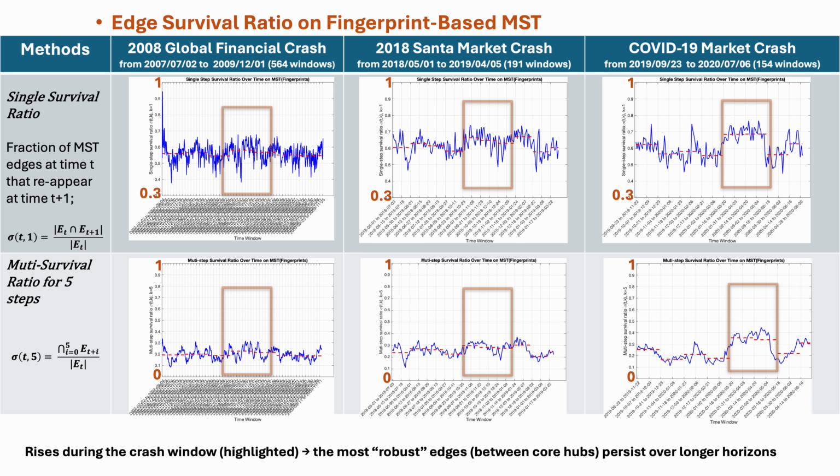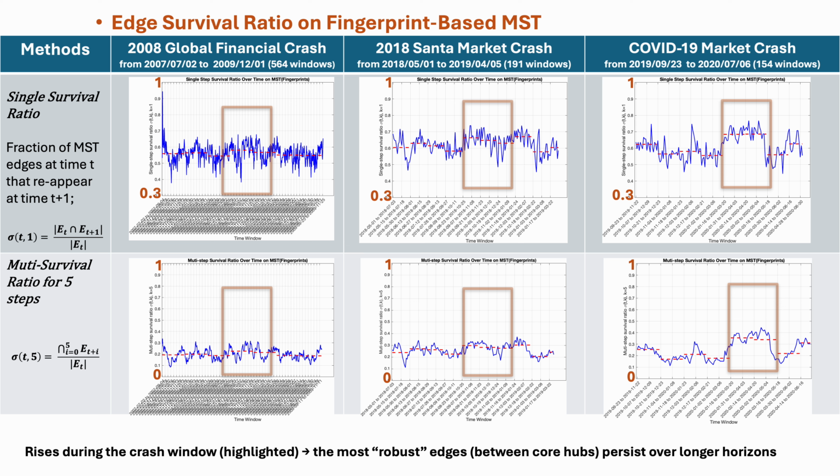Then I measure how stable the minimum spanning tree edges are from one window to the next using the survival ratio. The single-step survival ratio, which is in the top row, is the fraction of edges in the tree network at time t that appear again at time t plus 1.